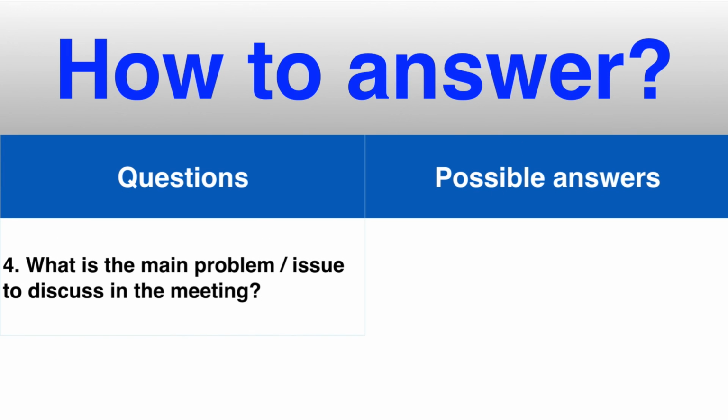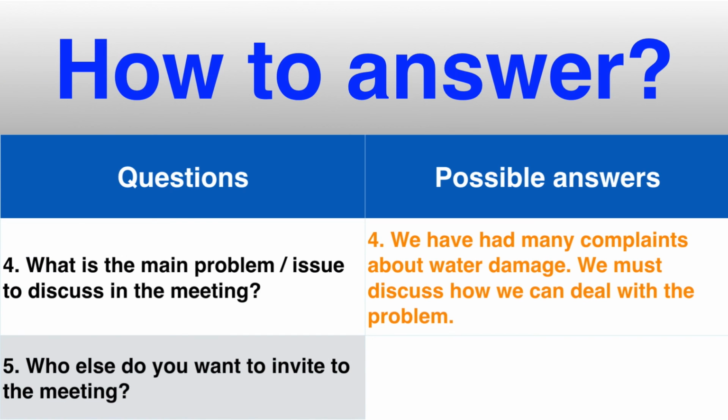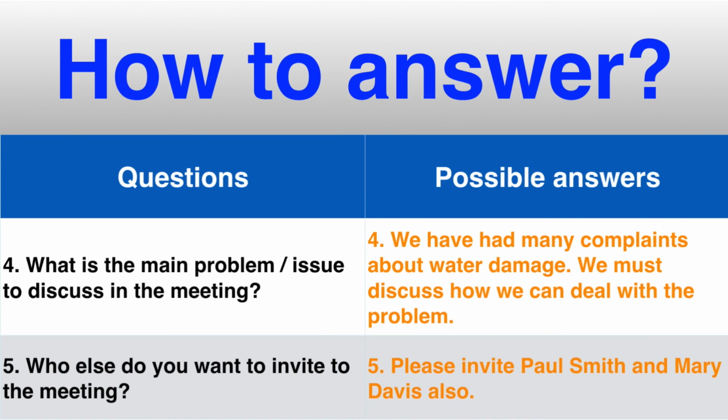4. What is the main problem, issue to discuss in the meeting? We have had many complaints about water damage. We must discuss how we can deal with the problem. 5. Who else do you want to invite to the meeting? Please invite Paul Smith and Mary Davis also. If you want more practice, you can write down one of the questions you asked Mr. Donovan and then make up your own answer and 2 other Part 2 type distractors to test other students.